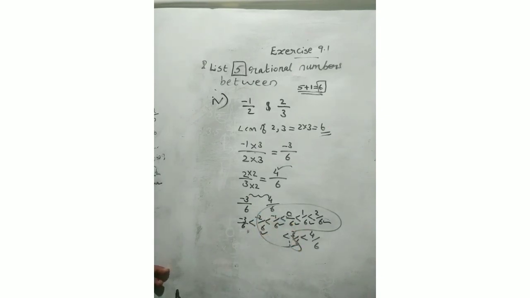Clear? I think you got the idea. Better way is to make the denominators the same and then find the rational numbers between those new rational numbers.